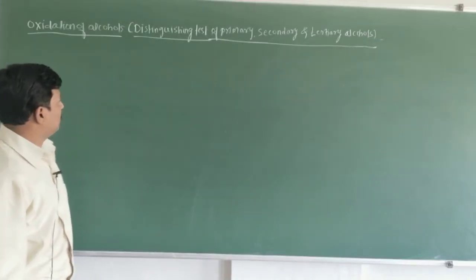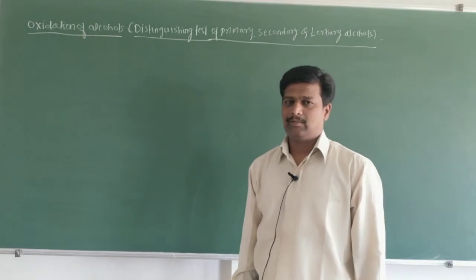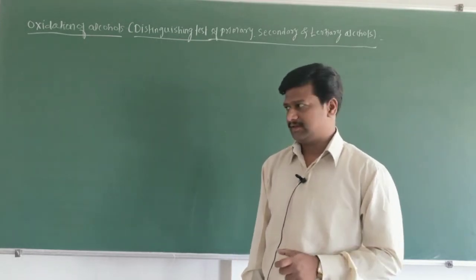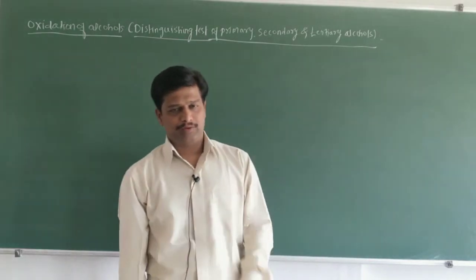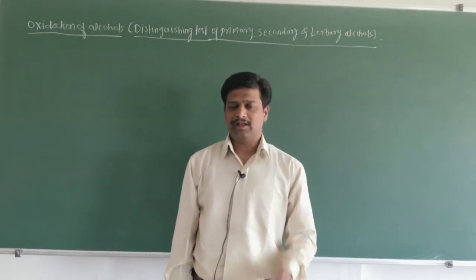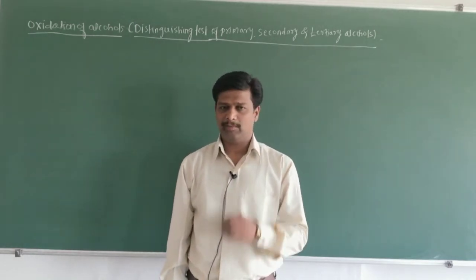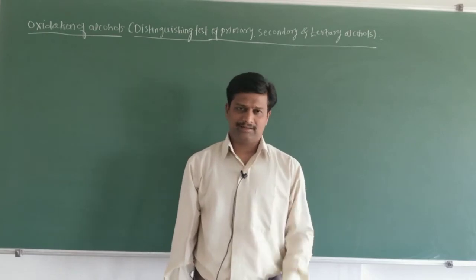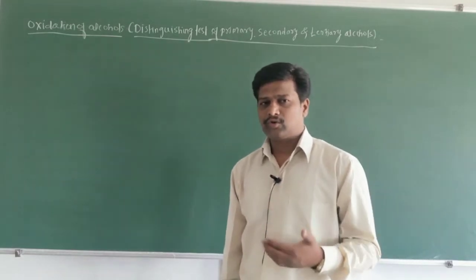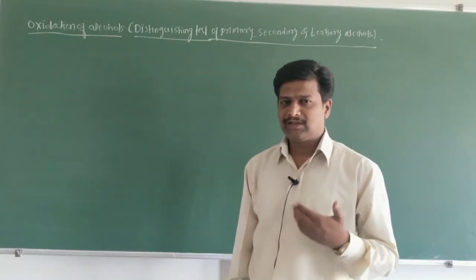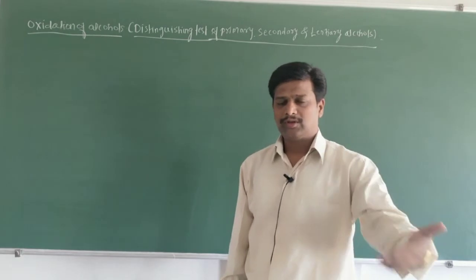Now, in the oxidation of alcohols, the alcohols get oxidized by different oxidizing agents. And which are the oxidizing agents? For example, acidified potassium dichromate, then alkaline KMnO4, potassium permanganate, then dilute nitric acid, then chromic acid. So these are the different oxidizing agents, and by using these oxidizing agents we can oxidize alcohols and get the products.